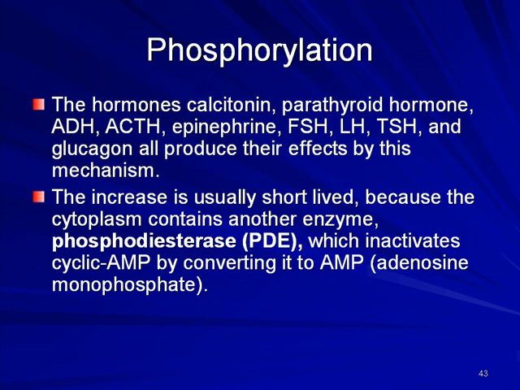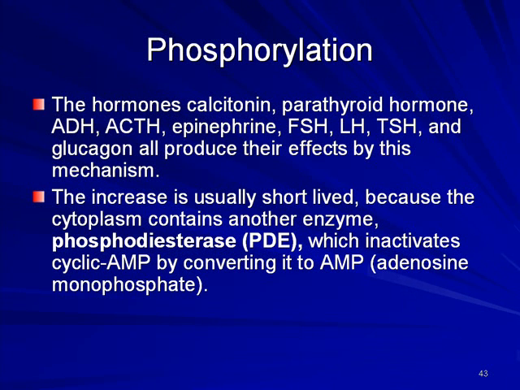You can see the following hormones: antidiuretic hormone, ACTH, epinephrine, FSH, LH, thyroid stimulating hormone, and glucagon all produce their effect by this mechanism of phosphorylation. The increase is usually short-lived. And again, as many hormones go, it can be short-lived, minutes or even shorter periods of time, because the cytoplasm contains another enzyme.